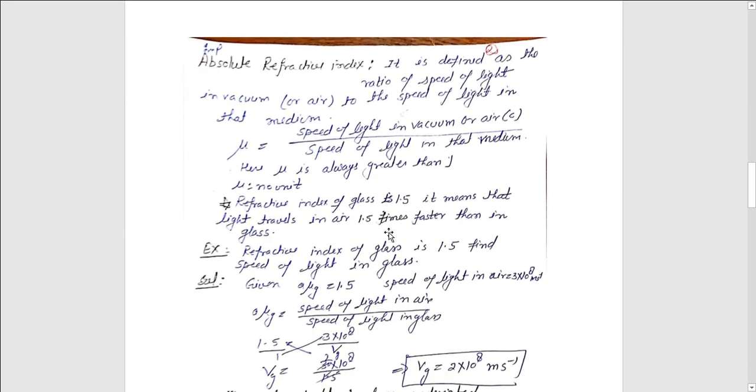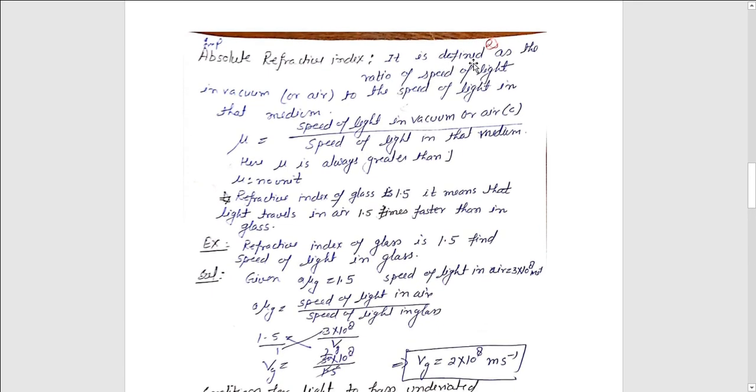Now the second important thing, what is the absolute refractive index? Absolute refractive index is defined as the ratio of speed of light in a vacuum to the speed of light in that medium. It means absolute refractive index mu is speed of light in vacuum to the speed of light in that medium. Now here, as I said, speed of light in vacuum is maximum. So student, you should know here, absolute refractive index is always greater than 1. And why is it greater than 1? Because the speed of light in vacuum is greater than the speed of light in any other medium.